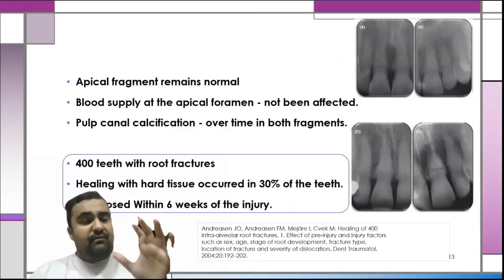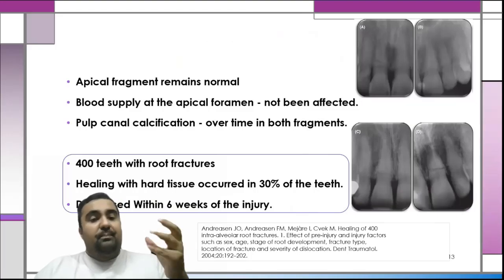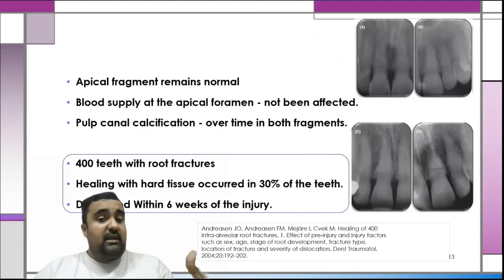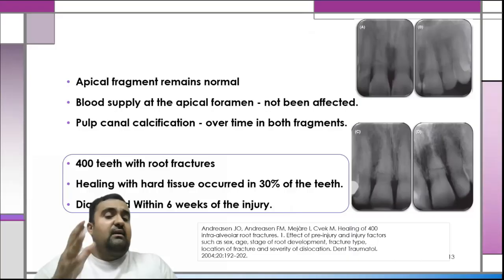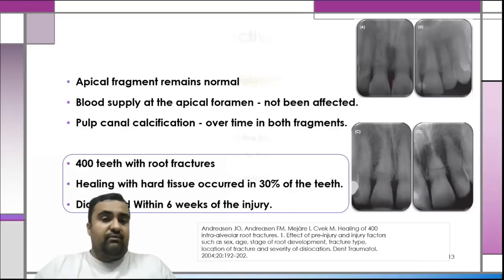The apical fragment remains normal, and the blood supply at the apical foramen is not affected. And pulp canal calcification could be seen over a period of time. It could be seen in both the fragments. And in a study of 400 teeth with root fractures, they found that healing with hard tissue occurred in 30% of the teeth, and they were diagnosed within 6 weeks of the injury.